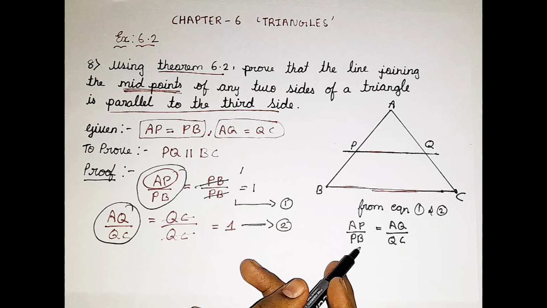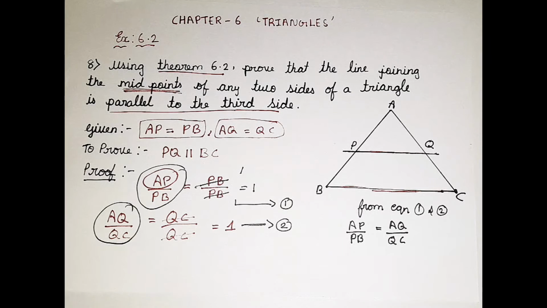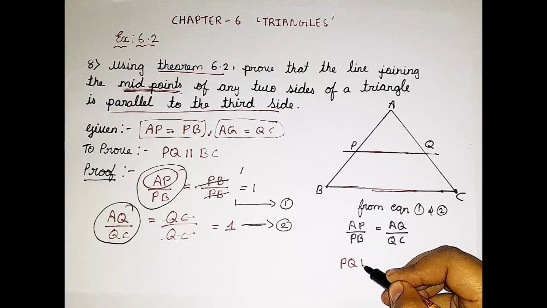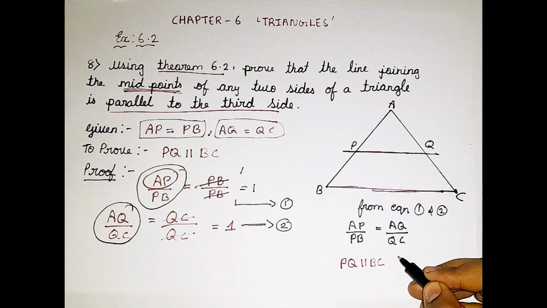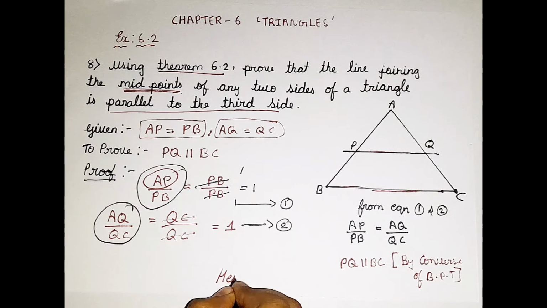Since I got this value, it is really easy to prove it is parallel. For now we can just write PQ is parallel to BC. But I am not supposed to write simply like that. We might lose a mark. We are supposed to write by converse of BPT. If I don't write this, you guys please do write this, because otherwise you might lose a mark. So finally I just proved it. Since I proved it, at last you can just write hence proved.